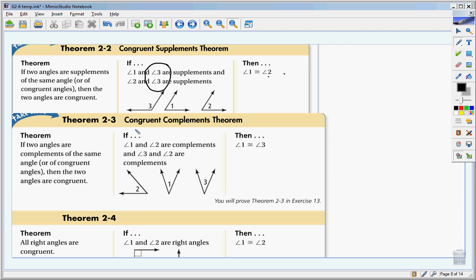The same holds true if they're complementary to the same angle. You notice that 1 and 2 are complements. 3 and 2 are complements. So 1 and 3 are congruent to each other. 2, 4 hopefully goes without really saying that much. What do we know about all right angles? They're 90 degrees, so all right angles are congruent.